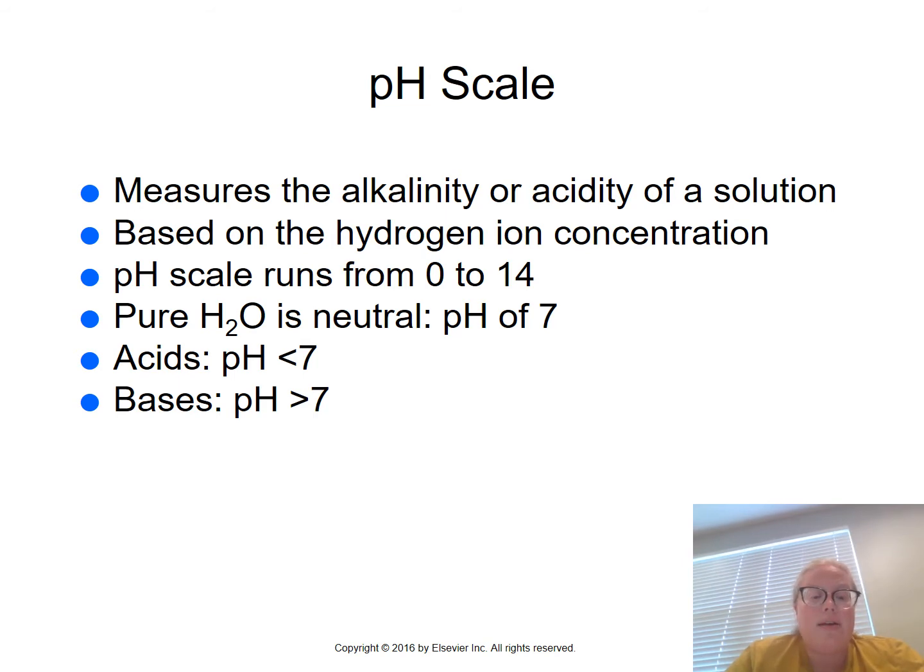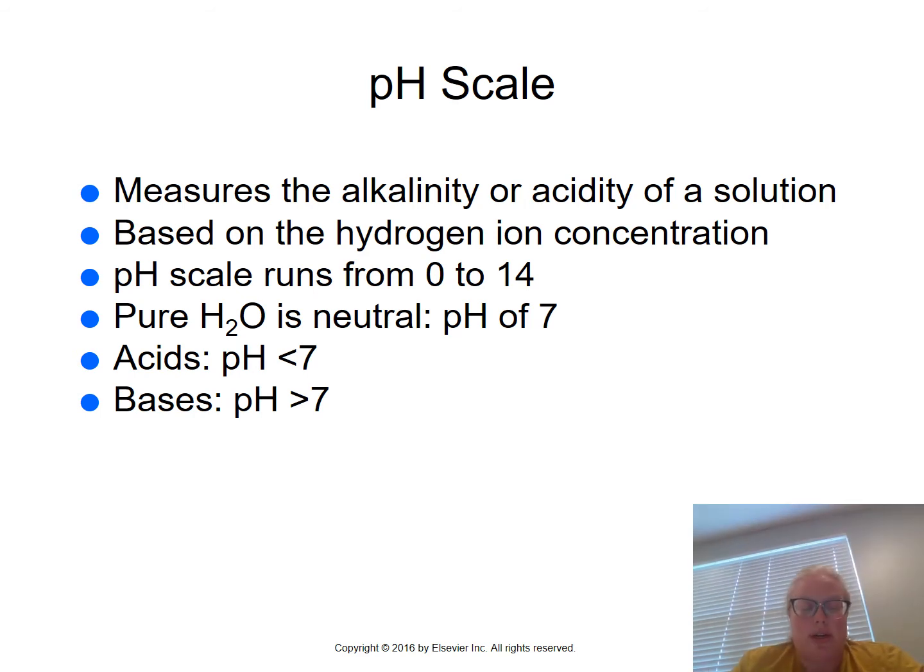So the higher the hydrogen ion concentration of a solution, the lower the number is on the pH scale, and the more acid the solution is. The higher the number on the scale, the higher the hydroxyl ion concentration, and the more basic or alkaline the solution is.